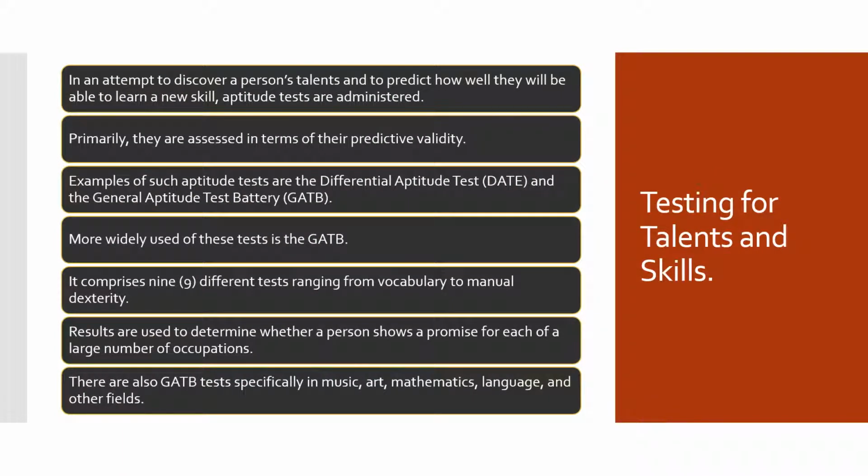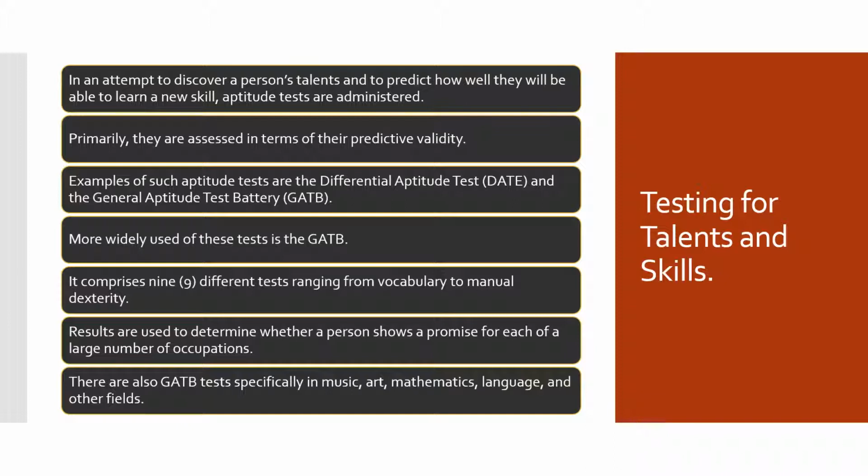So, testing for talents and skills. In an attempt to discover a person's talents and to predict how they will be able to learn a new skill, aptitude tests are administered. Primarily, they are assessed in terms of predictive validity. Examples of such aptitude tests are the Differential Aptitude Test, or the DAT, and the General Aptitude Test Battery, the GATB. The more widely used of these tests is the GATB.